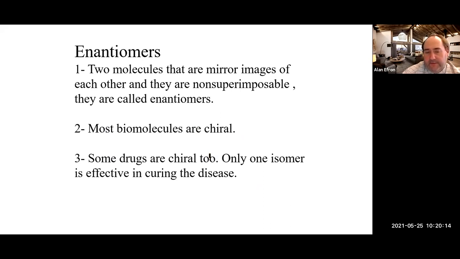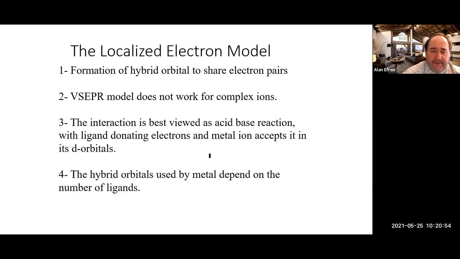When two molecules that are mirror images of each other cannot be superimposed, those are referred to as enantiomers. A lot of biomolecules are chiral, and some drugs are as well, but only one isomer is actually effective in curing, for example, a disease. And that just goes to show you that although they are made up of the exact same atoms, and in this case the same bonds, the difference in spatial arrangement of everybody in three-dimensional space does give things different properties as well. Any questions on isomers there?